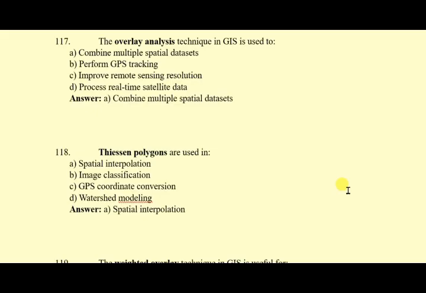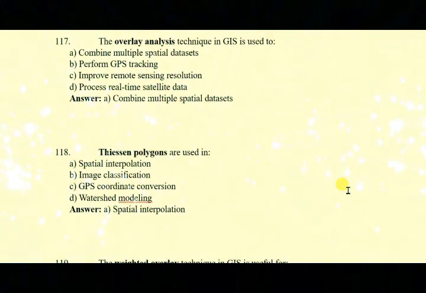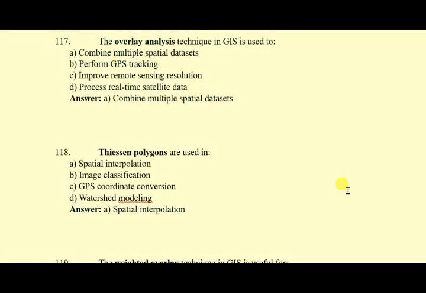117. The overlay analysis technique in GIS is used to combine multiple spatial datasets, perform GPS tracking, improve remote sensing resolution, process real-time satellite data. Here the right answer is combine multiple spatial datasets.